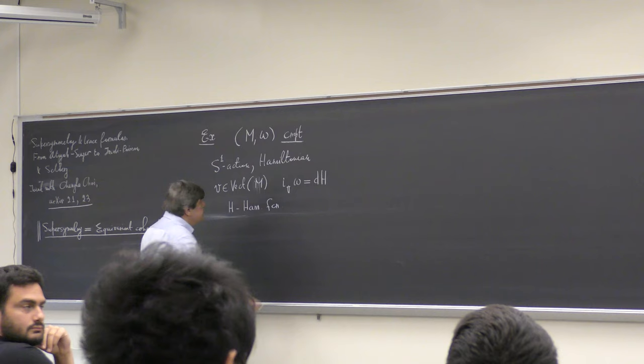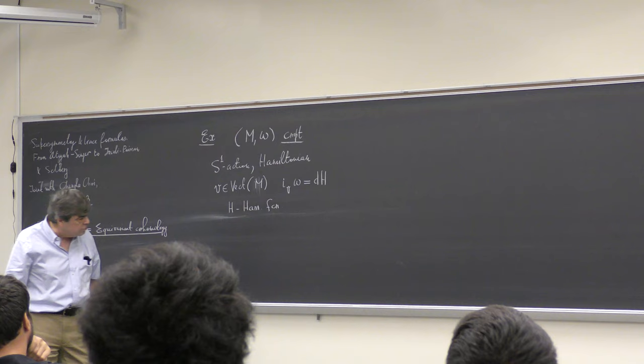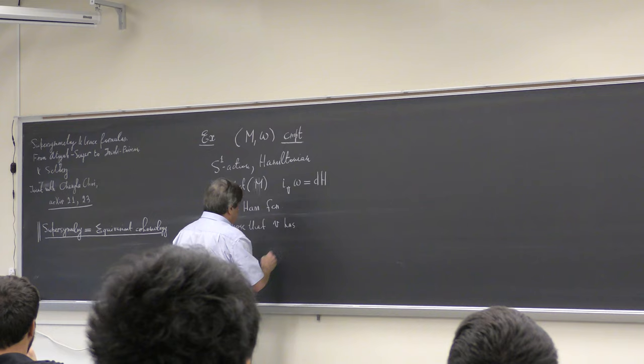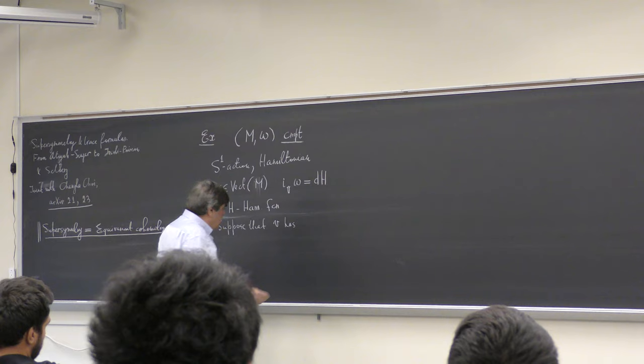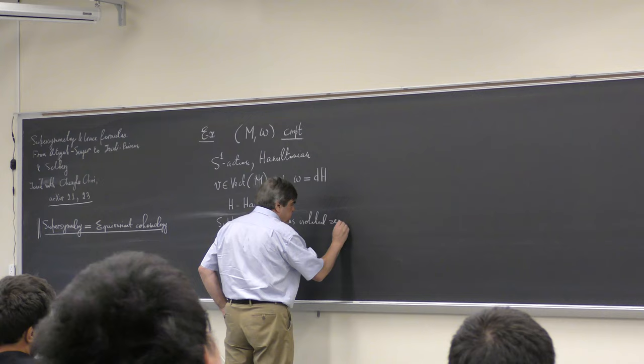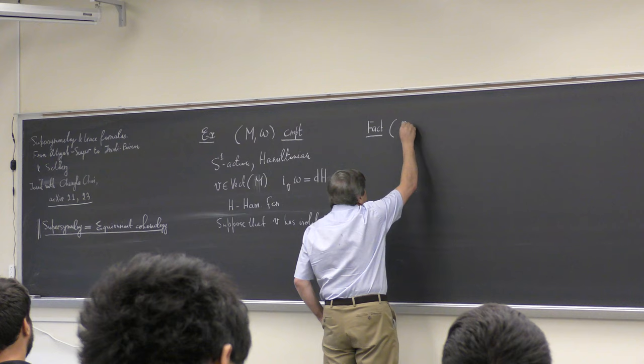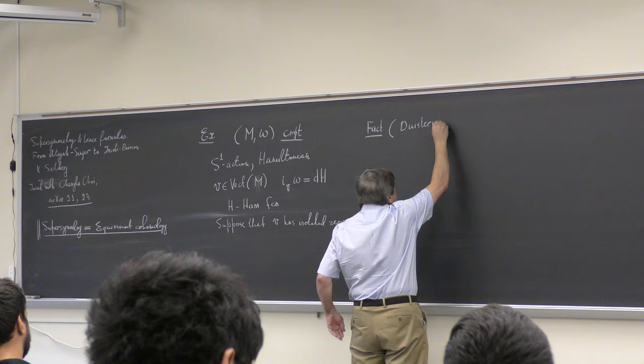That means that we have a Hamiltonian action on a compact symplectic manifold. Then suppose also, for simplicity, that V has isolated zeros. Or in other words, this action has isolated fixed points. Then there is the following simple fact. It goes back to Duistermaat, Heckman.